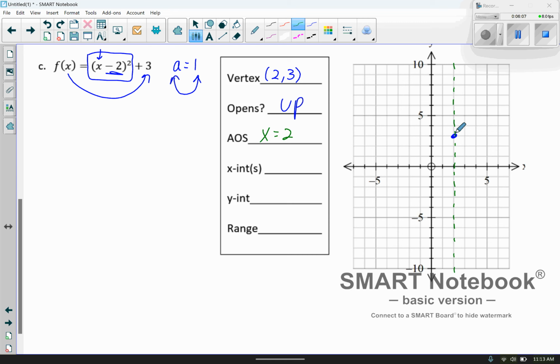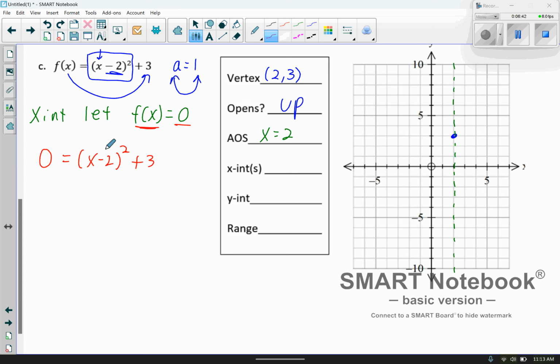So what's interesting about this is it opens up. So that means I'm not going to have any x-intercepts. But let's just assume for a moment, maybe we didn't realize that, and we just want to continue going. So I want to show you what's going to happen if you try to find it algebraically. So for the x-intercepts, we would let y equal 0, or in this case, f of x, right? So we're going to replace f of x with 0. So we're going to have 0 equals x minus 2 squared plus 3.